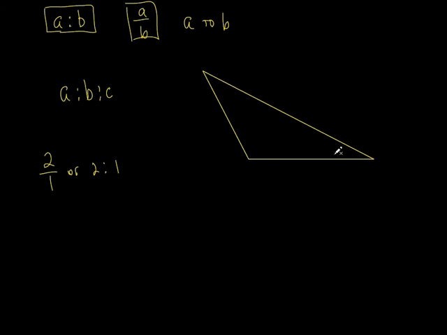This is example 2 from the book. Let's do a different color. I'm tired of this yellow. Watch. Example 2, and it's on page 458 if you want to follow along in the book. It says the ratio of the measures of the angles in this triangle is 3 to 4 to 5.